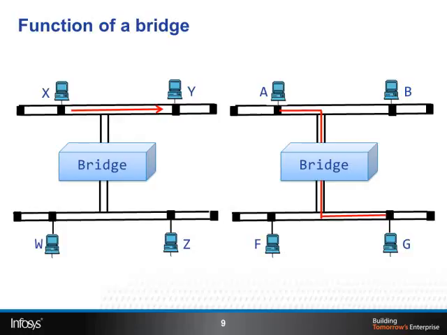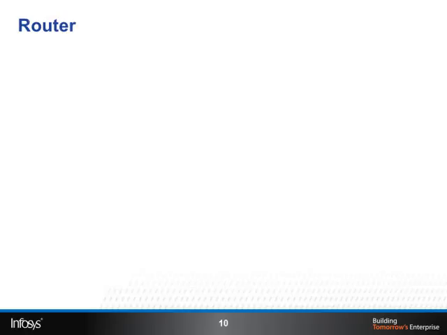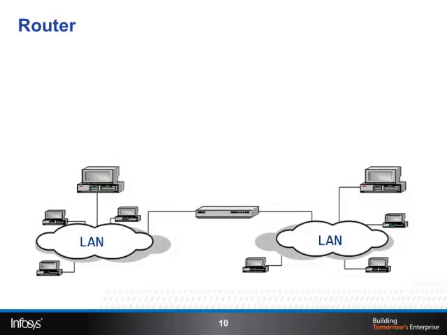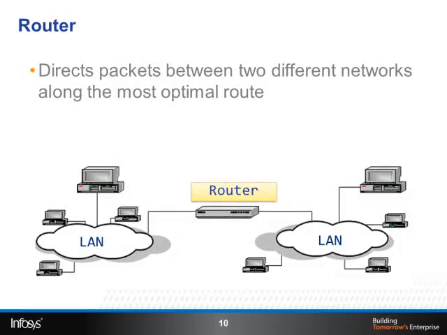The packets will be first forwarded from node A to bridge. Bridge forwards the same packet to the destination G. Now let us look at routers. A router is used to route data packets between two networks. A table is used for making decision about the route. This is called as routing table.